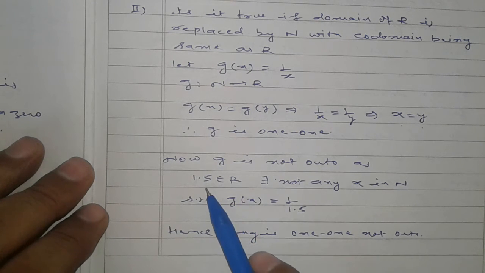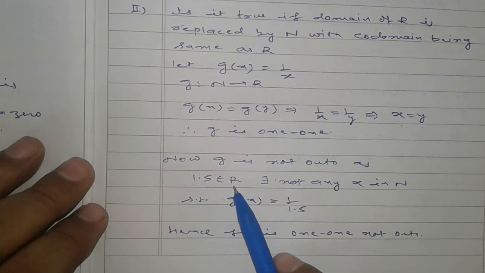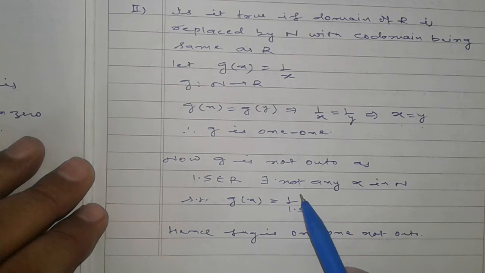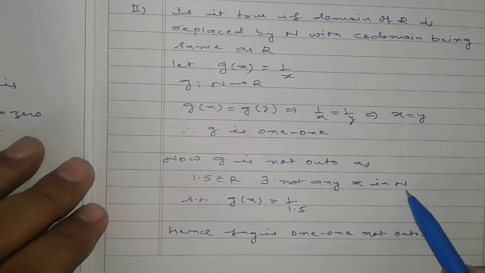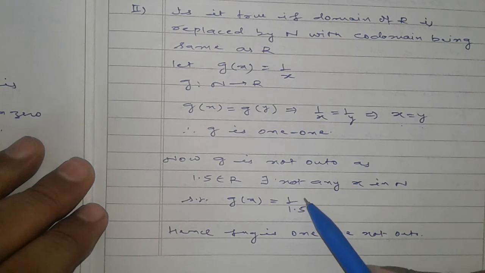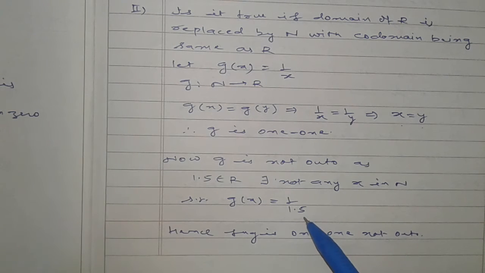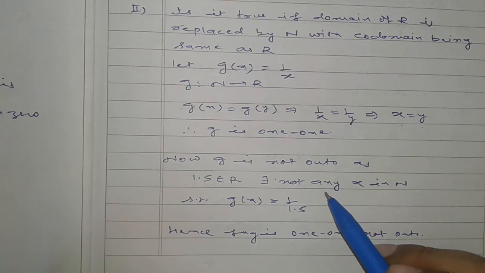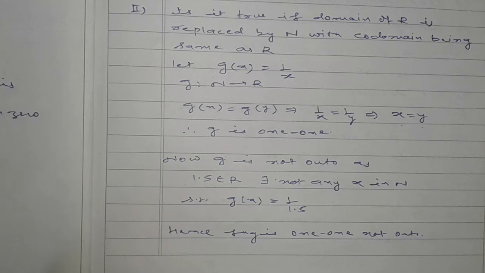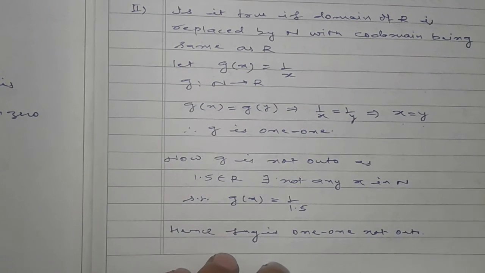Meaning, if 1.5 is in R, then 1.5 is not a rational, sorry, that is not a natural number. So 1/1.5 is not equal to y. So therefore it is not onto. Basically 1.5 is not in natural numbers, yet it is real. So therefore the function is 1-1 but not onto.